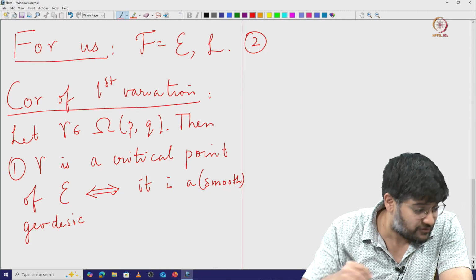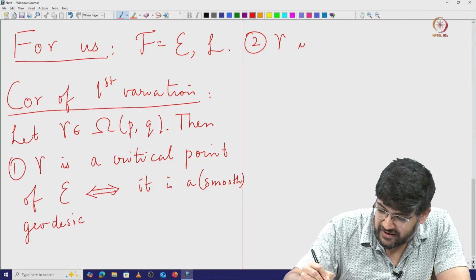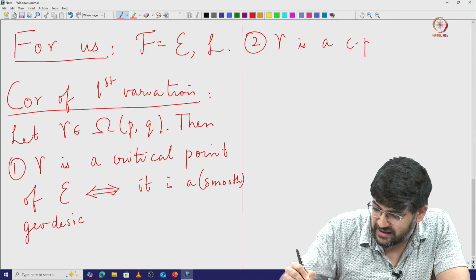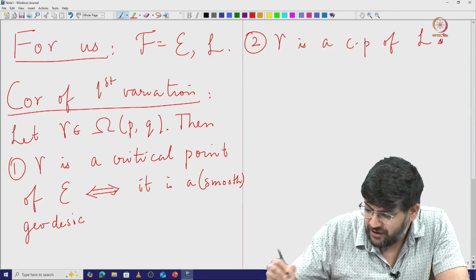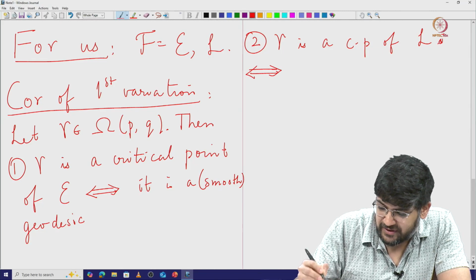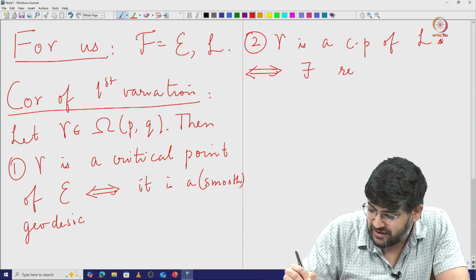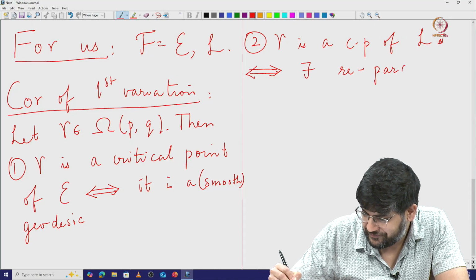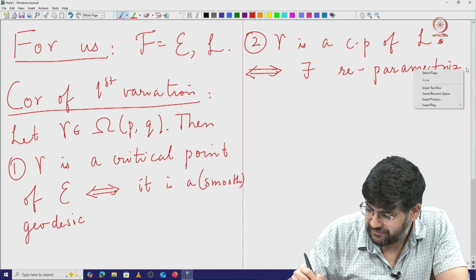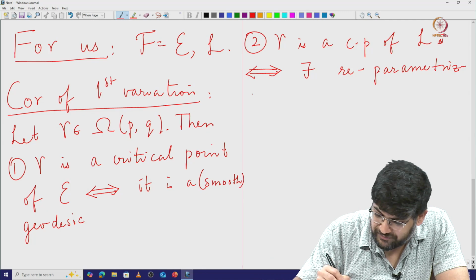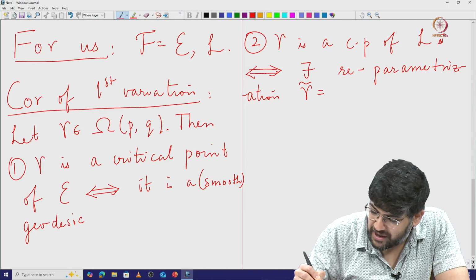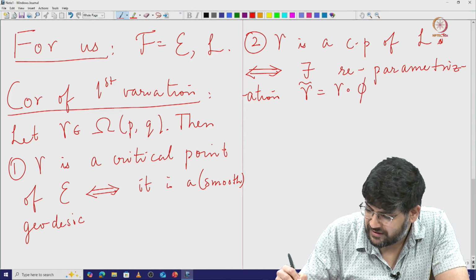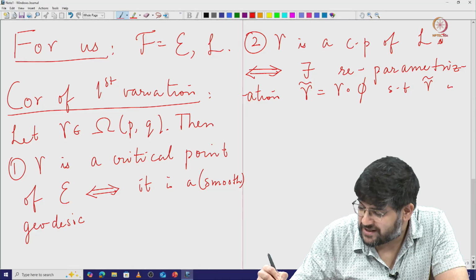Next, for the length functional, gamma is a critical point of L if and only if there exists a reparametrization gamma tilde such that the reparametrization is a geodesic.